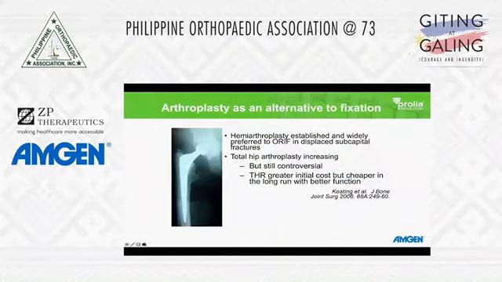The last strategy is the use of arthroplasty as an alternative to fixation. So knowing that bone healing is very difficult and prolonged in patients with osteoporosis, using an early arthroplasty technique like either hemi or total hip arthroplasty can allow earlier mobilization for these patients.